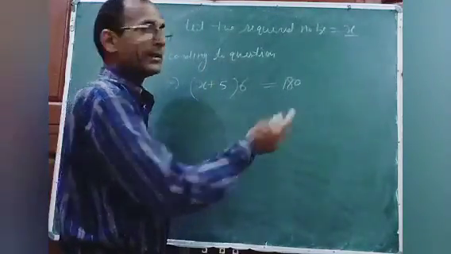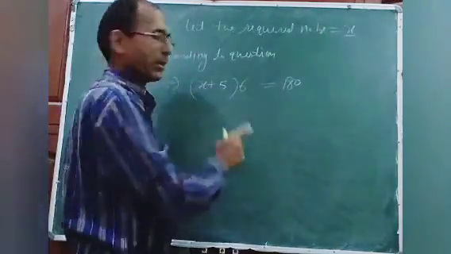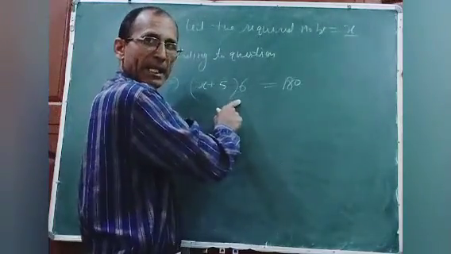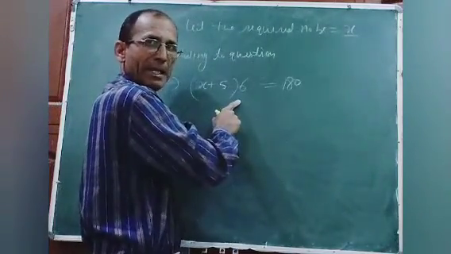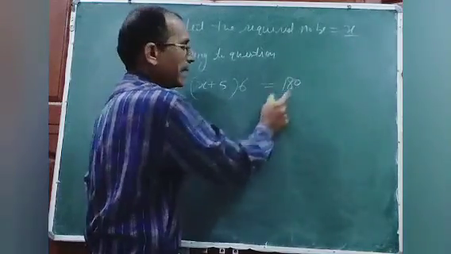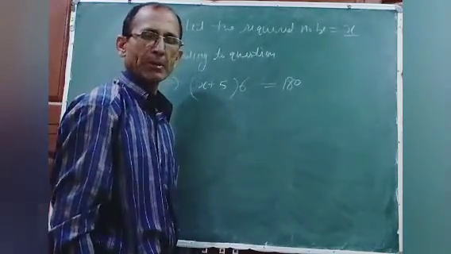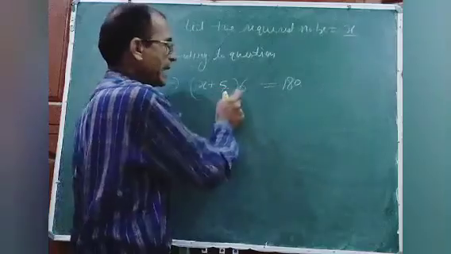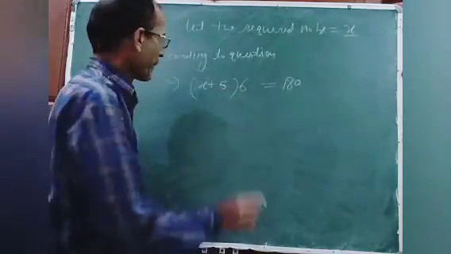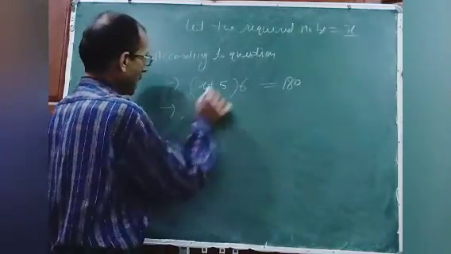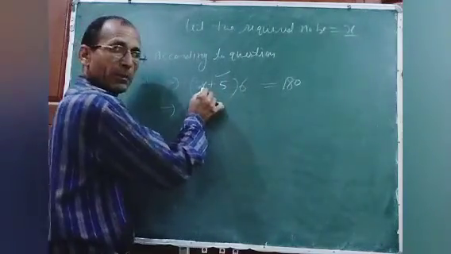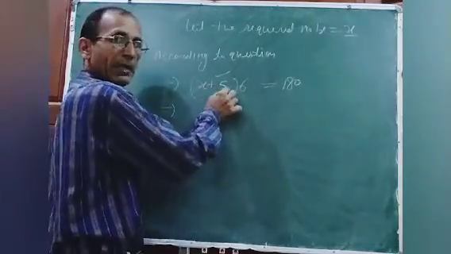What is the condition? Add 5 to the number. So 5 is added. Then multiply, it means the product of x plus 5 and 6 will be 180. Now the rules of solving the bracket you know. 6 is multiplied with both the terms, with x and with 5 also.